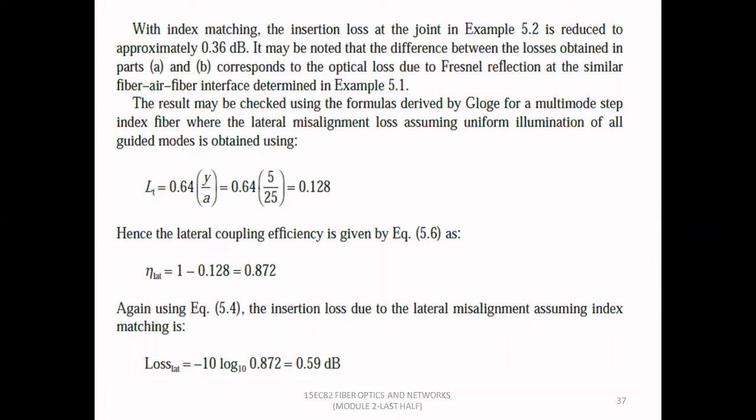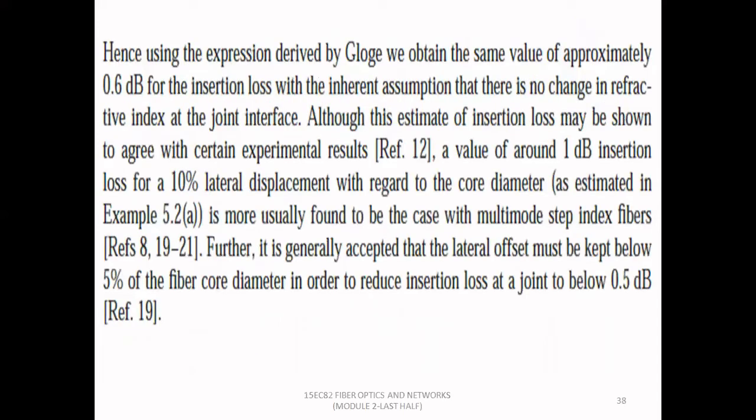The result may be checked using the formulas derived by Gloge for a multimode step index fiber, where the lateral misalignment loss, assuming uniform excitation of all guided modes, is obtained using L_T equal to 0.64 y by a, equal to 0.128, as the lateral coupling efficiency, and η_lat equal to 1 minus 0.128 equal to 0.872. Again, using equation 5.4, the insertion loss due to the lateral misalignment, assuming index matching, is Loss_lat equal to 0.59 dB. Hence, using the expression derived by Gloge, we obtain the same value of approximately 0.6 dB for the insertion loss, with the inherent assumption that there is no change in refractive index at the joint interface.